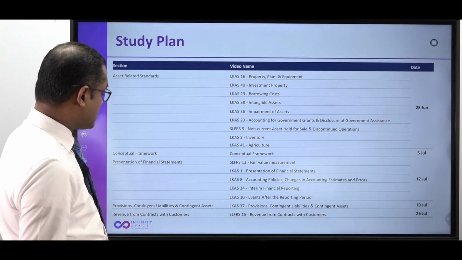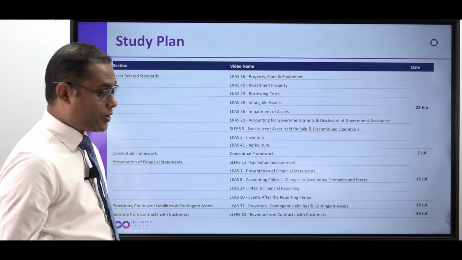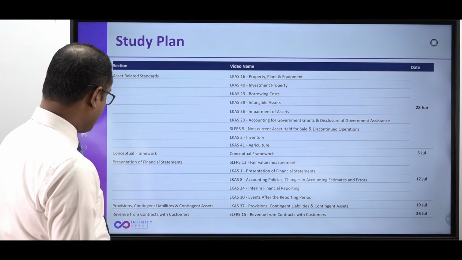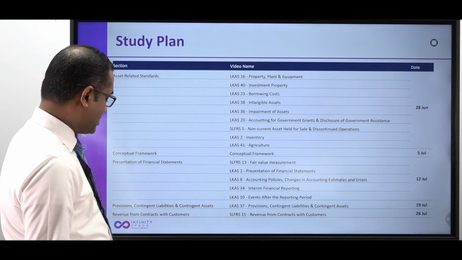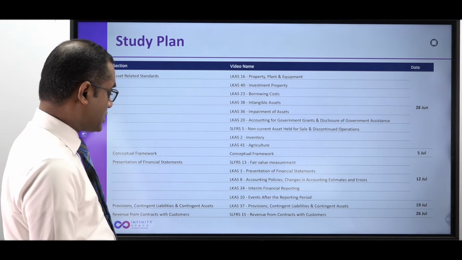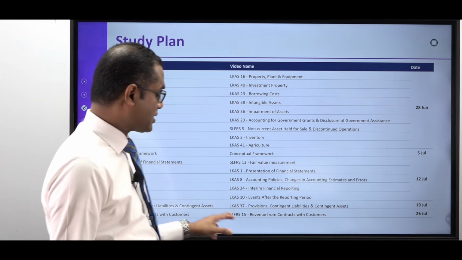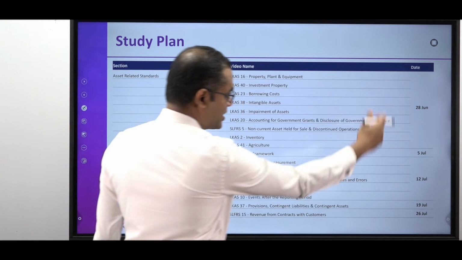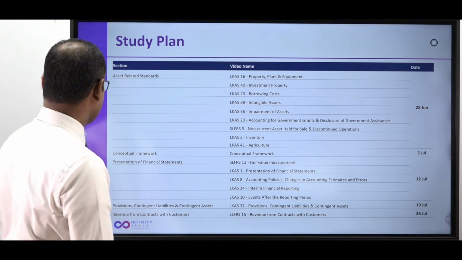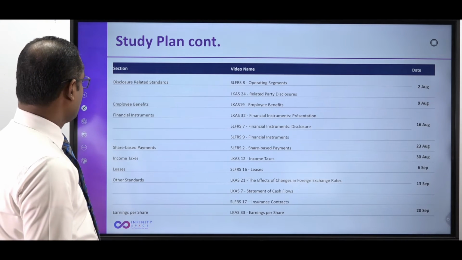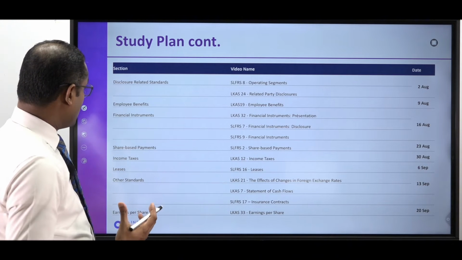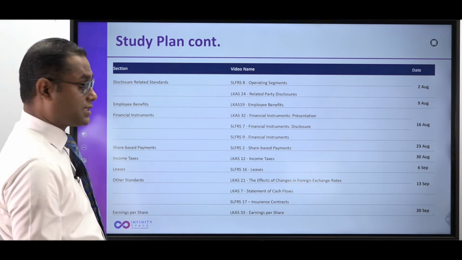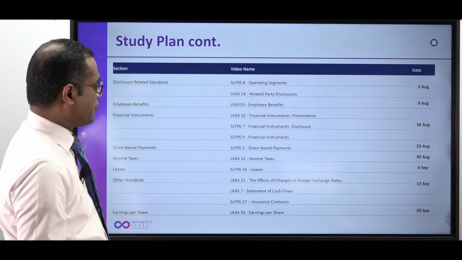After that, presentation of financial statements, where you have 5 accounting standards covering that area. After that, provisions, contingent liabilities and contingent assets, revenue from contracts with customers, one of the important standards when it comes to the syllabus, SLFRS 15. Right, so I have mentioned the date on which each video is getting uploaded into the LMS. Then moving on, disclosure related standards. There are a couple of standards there, SLFRS 8 and LKAS 24.